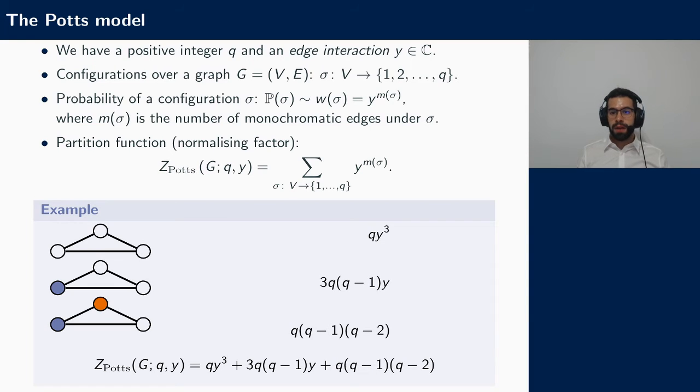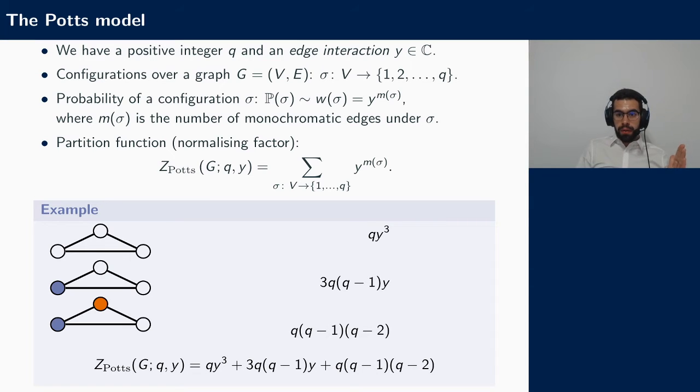Now the Potts model gives a probability distribution over these configurations, and the probability of a configuration is proportional to the following quantity: the edge interaction to the number of monochromatic edges under the q-coloring. The normalizing factor that makes this a probability distribution is known as the partition function of the Potts model. So you can see the formula on the screen. It's a sum over the q-colorings of the graph.